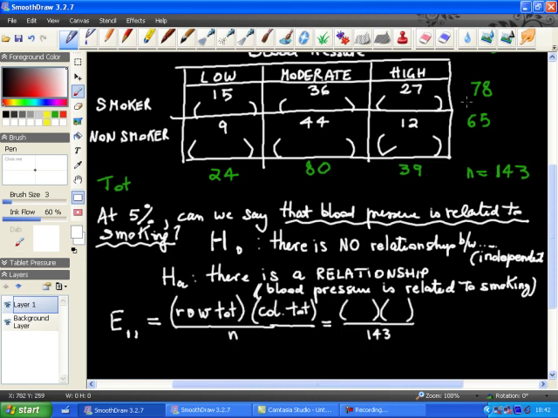For our example, it will be 78, which is row 1 total, times 24, which is column 1 total, divided by 143. And similarly, E12 will be 78 times 80 divided by 143, and so on and so forth. So show me one full calculation, and this is going to be equal to 13.09. The 09 repeats. If we continue calculating the expected values this way, we'll find 43.63 and 21.27 for the first row. And for the second row, we'll find 10.90, 36.36, and 17.72.